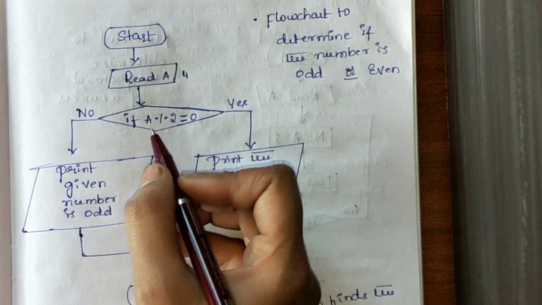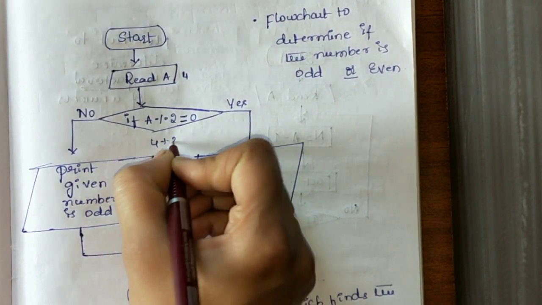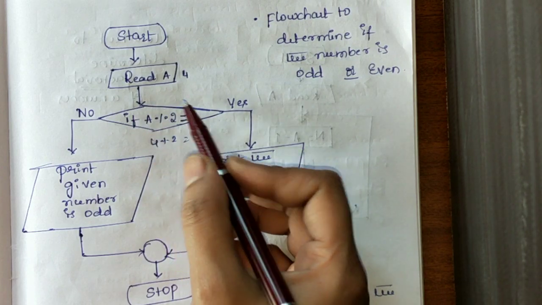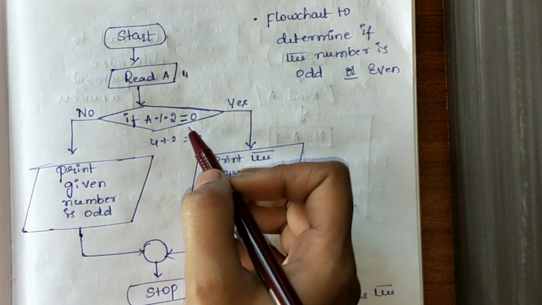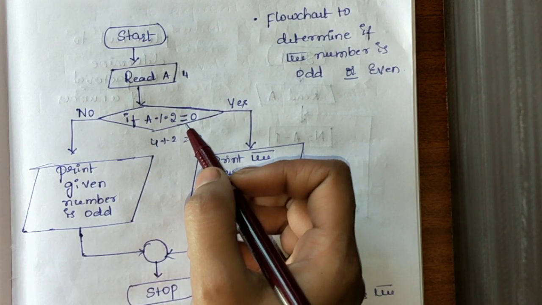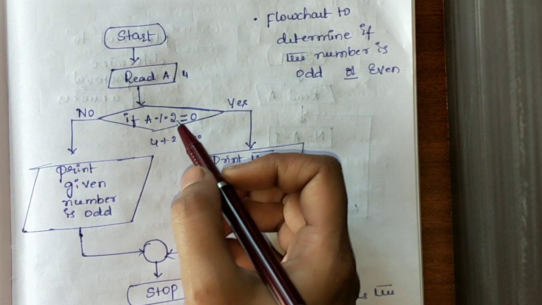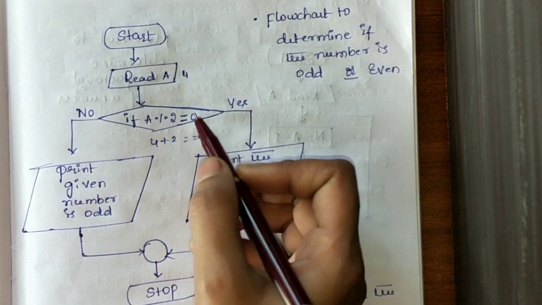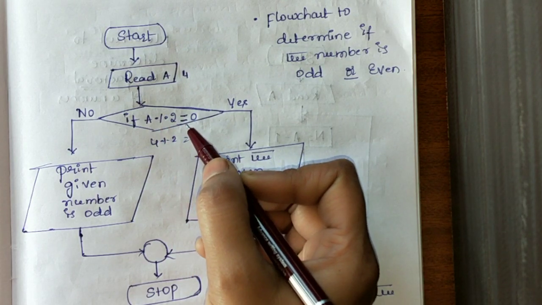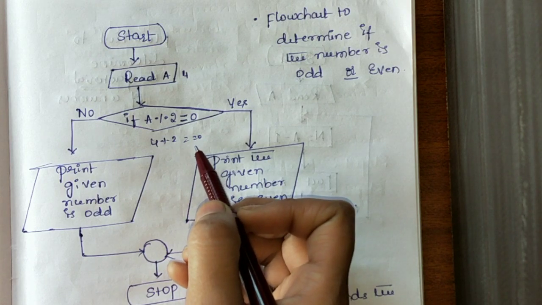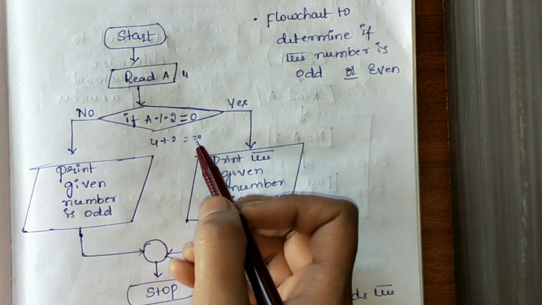So now, 4 modulo 2 is equal to 0. We check that. See, only in the flowchart we use this single equals, but while writing the program you should make use of the double equals in the if statement. Otherwise it will be treated as assignment to that value and the evaluation goes wrong. That's why you should use double equals while writing the program. In the flowchart it is okay.